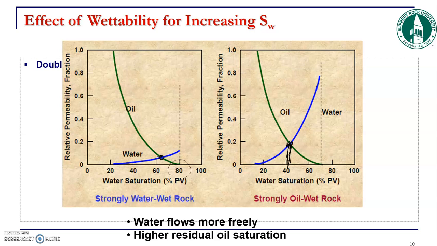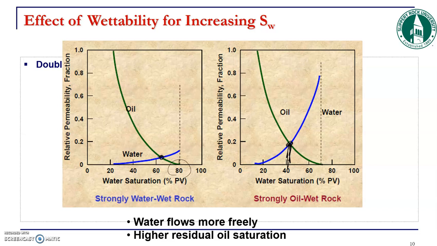So if you see in the relative permeability curves that the intersection of these two lines is less than 50%, then in that case you are dealing with a strongly oil wet rock. However, if the relative permeability curves intersect at a saturation which is more than 50%, then you're dealing with a water wet rock.